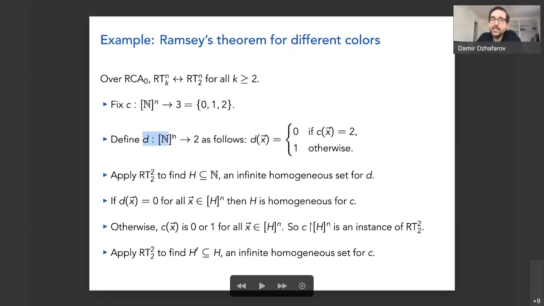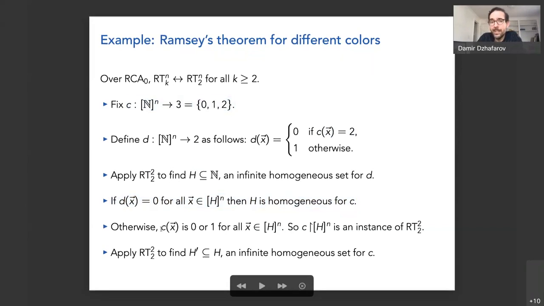So this is an instance of Ramsey's theorem for two colors. We can apply RT22 and find an infinite homogeneous set H for this coloring D. Let's check. This means that D is constant on the n-tuples from H. If D is equal to 0 on every n-tuple, that means C is equal to 2 on each of those n-tuples. So actually, H is homogeneous for C as well. So that's great. In that case, we have a homogeneous set for the coloring we started with.